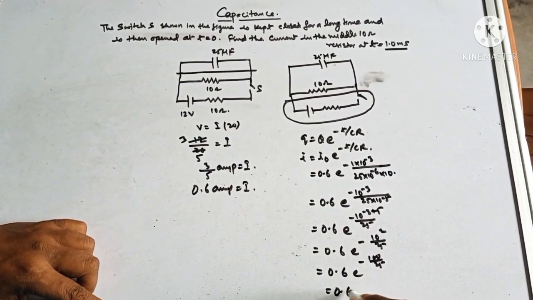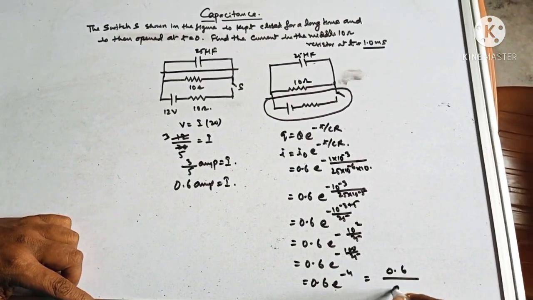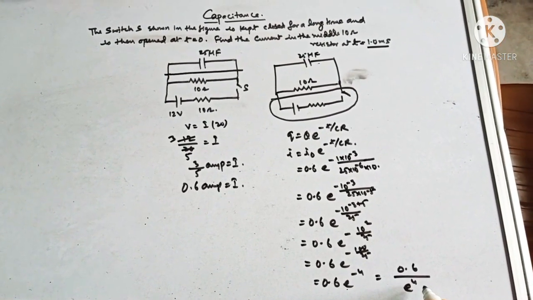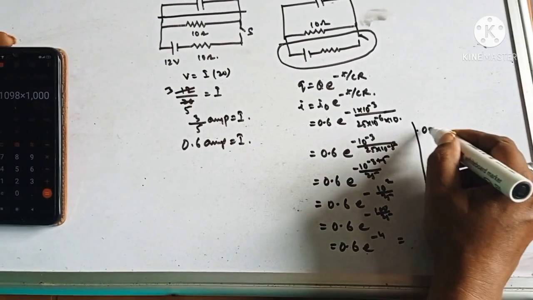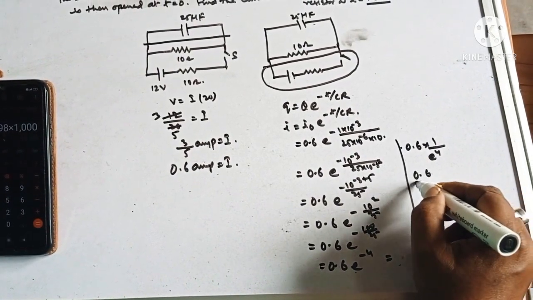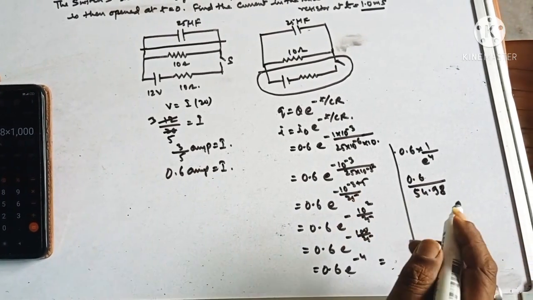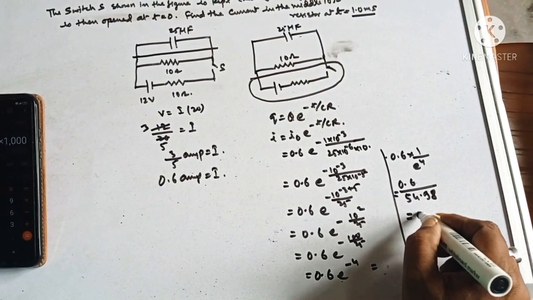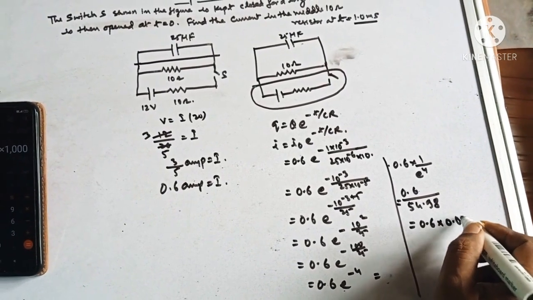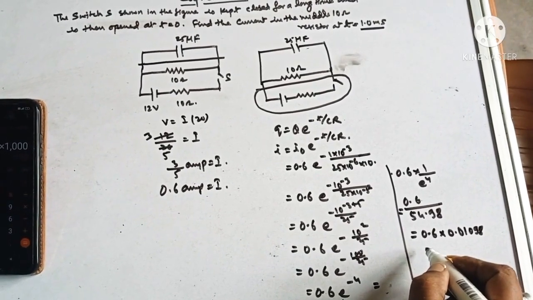So this will be 0.6 e^-4, and this comes out to be 0.6 by e^4. Now I will have to calculate this e^4 with the help of a calculator. So 0.6 into 1 by e^4. So e^4 is 54.98, and when I divide it, this is equal to 0.6 into 0.01098.